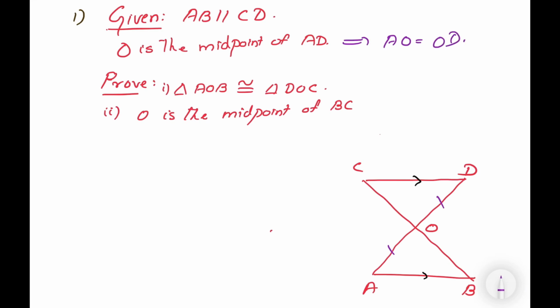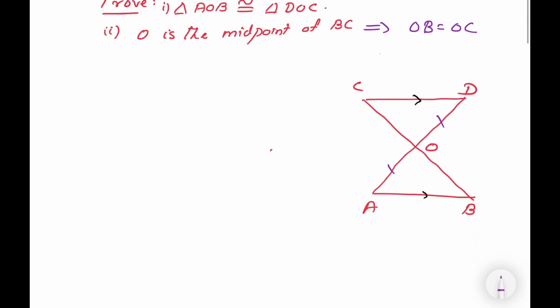Now you have to prove the two triangles are congruent, and also you have to prove O is the midpoint of BC. O is the midpoint of BC means you have to prove OB equal to OC. Okay. So now what are the data available with us? AO equal to OD. One side is available. Now we need either one more side, or two sides and one angle, or two angles and one side. So what is the data given?